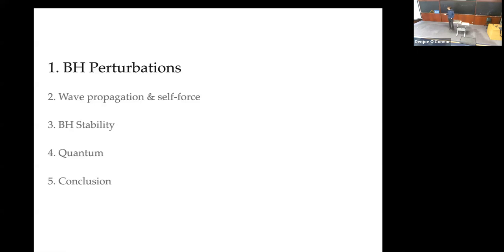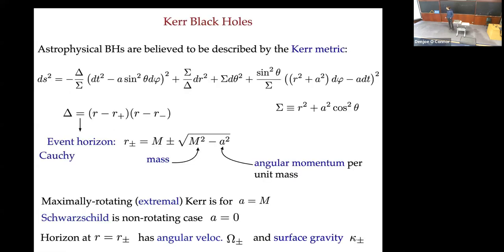So let's start with black hole perturbations. This is the Kerr metric. All astrophysical black holes are expected to be modeled by the Kerr metric. It models a rotating black hole. It's described by two parameters, the mass M and the angular momentum per unit mass a. And this is the metric here in Boyer-Lindquist coordinates.